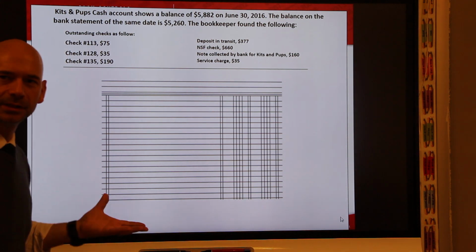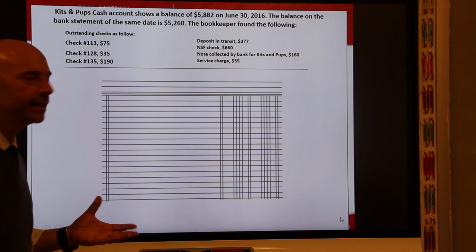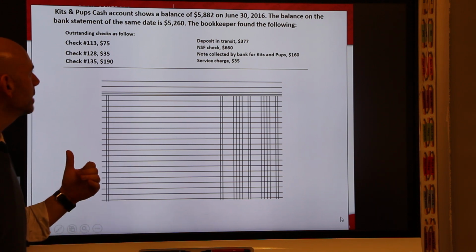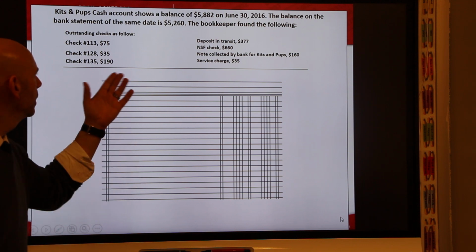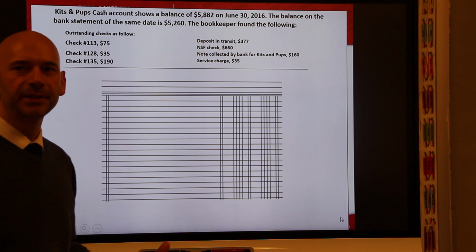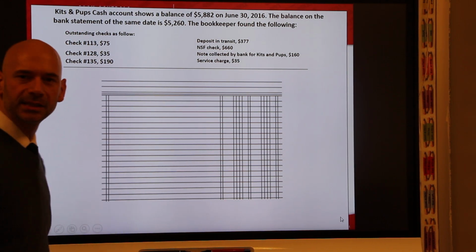So Kids and Pups, which is the name of your company, has a cash account that shows a balance of $5,882. This is on June 30th, at the end of the month. The balance on the bank statement for the same date, June 30th, shows $5,260. Okay? There are also some other things that took place during the month that would set the balances off. For example, we had some outstanding checks.